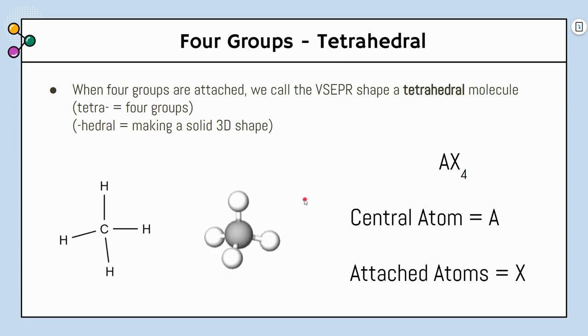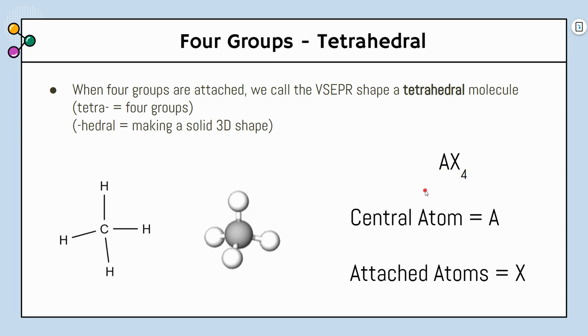Now is when things get interesting. When we have four groups, we call it a tetrahedral arrangement. Notice these four hydrogens are attached to the center carbon. And when we say tetrahedral, tetra does stand for four, but hedral actually refers to the three-dimensional shape created if we attached all of these hydrogens together. And I'll show that on the next slide. Before I show that though, notice that our AXE formula follows the same pattern. A for the carbon and X4 for the four hydrogens.